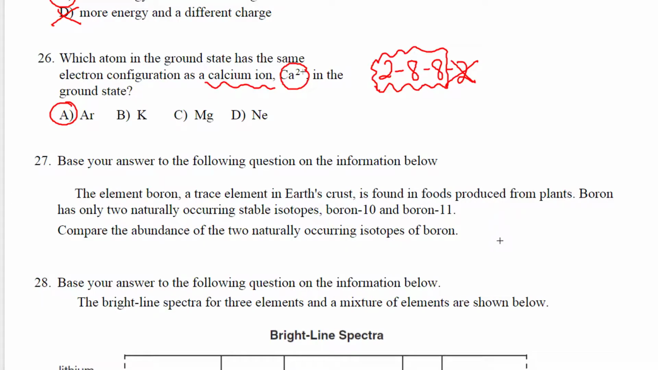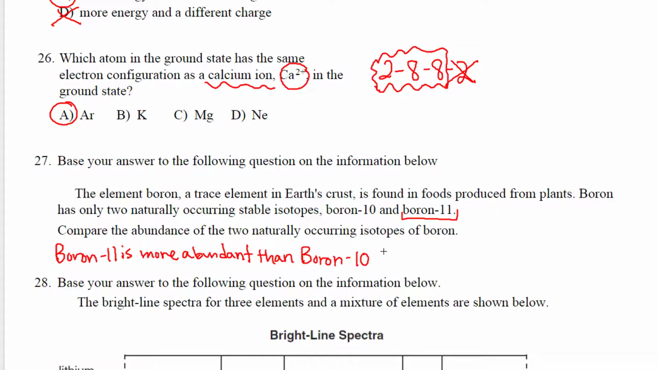So the answer to this question regarding the most stable isotopes of boron would be that boron-11 is more abundant than boron-10. Forgive my handwriting. Boron-11 is more abundant than boron-10. And keep in mind, whenever you're asked to compare 2 things, actually reference the 2 things in your answer.